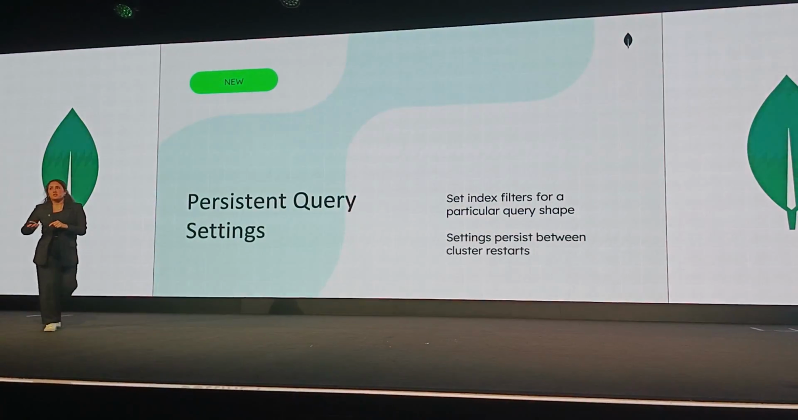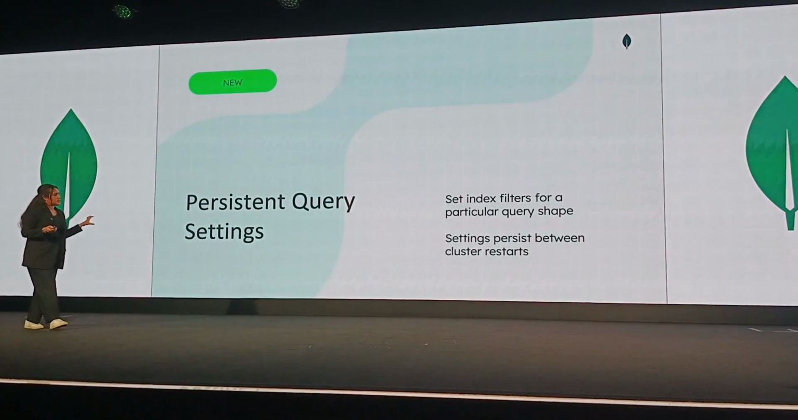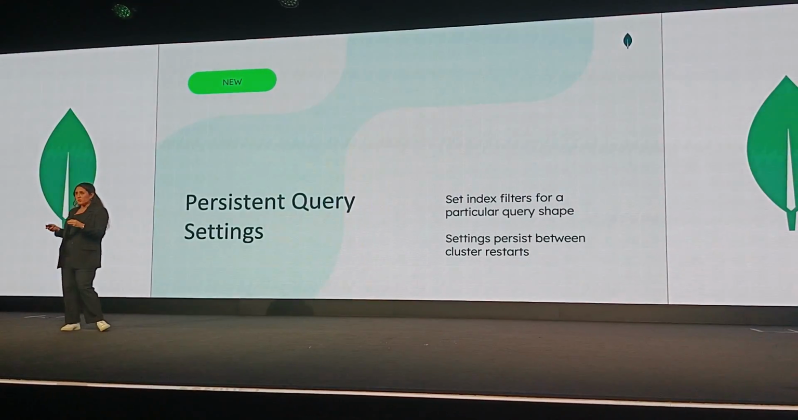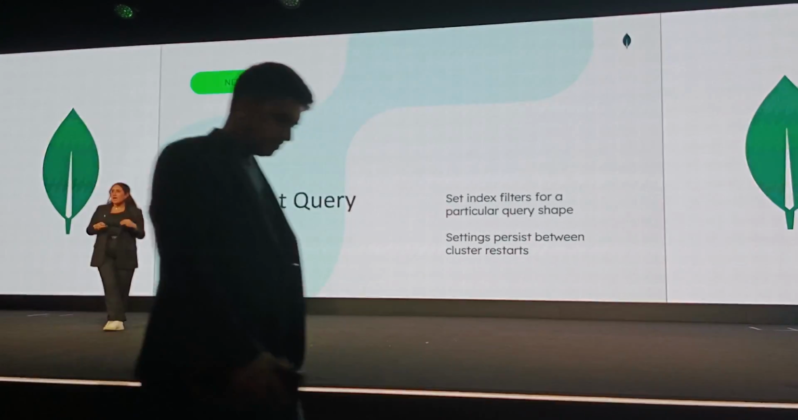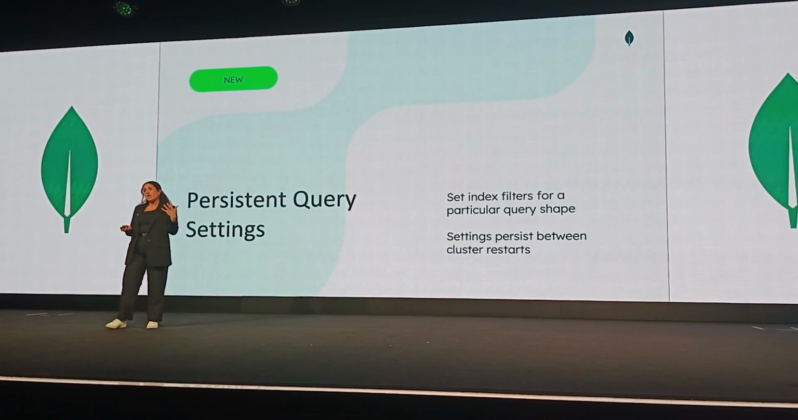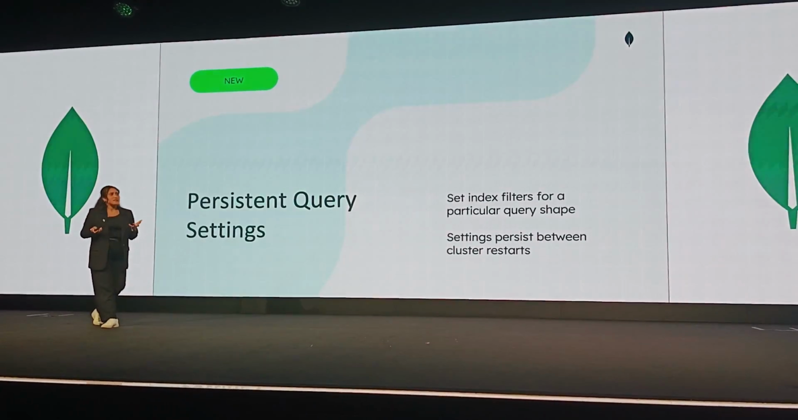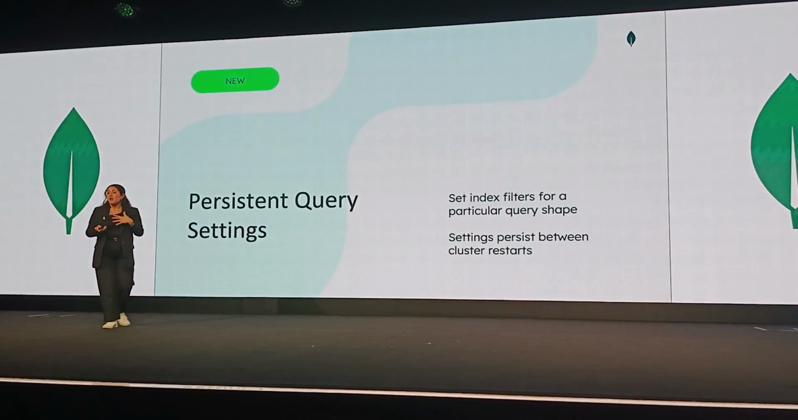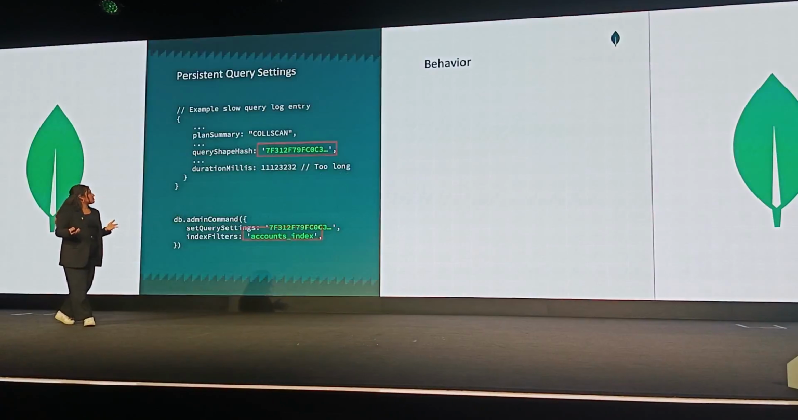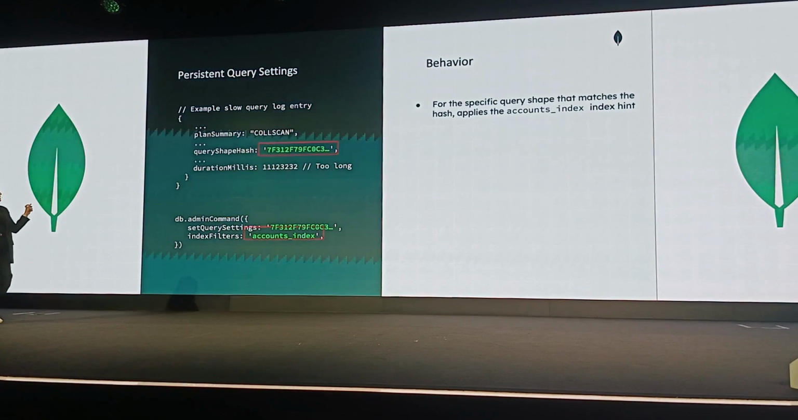The other important feature that was highly requested is the persistent query settings. So here what you can do is persist an index filter, and if there is, for example, a cluster restart, you won't lose that persistent setting. Because previously, if you defined a setting, whenever there was a restart of the cluster, you would lose that setting. So now, by defining this, you won't lose it. So here, as you can see, we're defining an index filter.